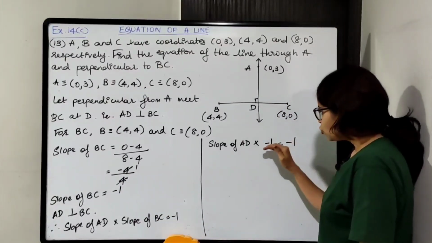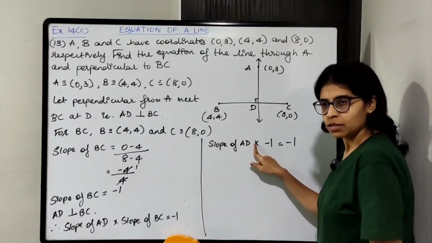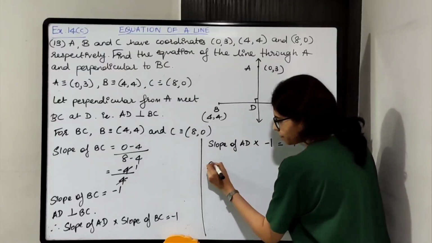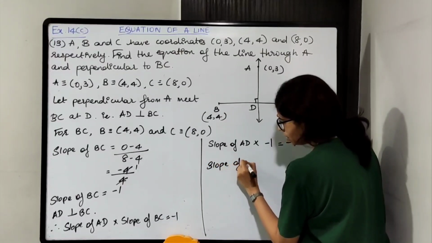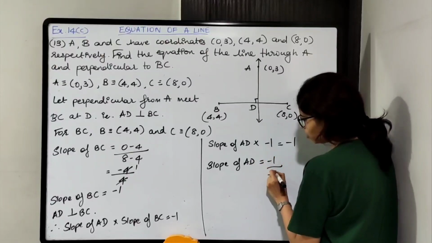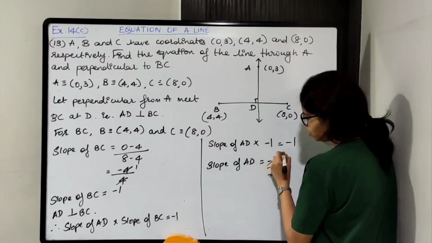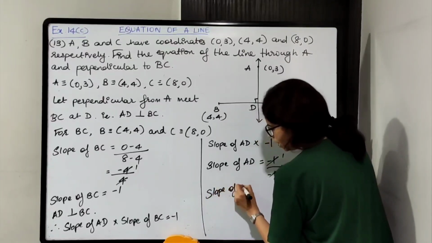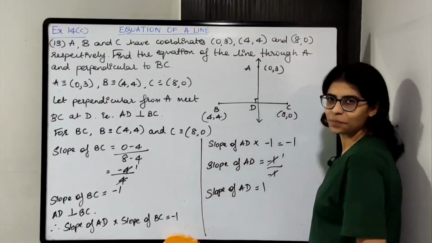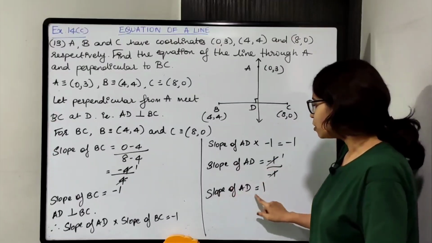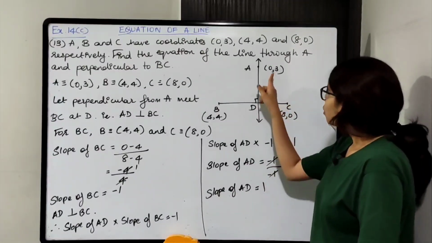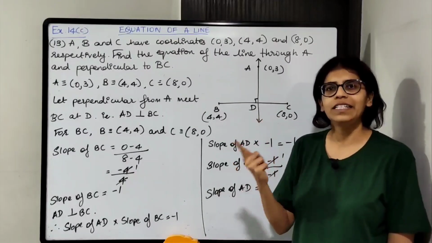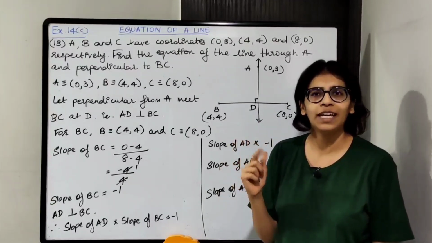Okay, shifting -1 over here into the denominator. So slope of AD is -1 upon -1, that is 1. Slope of AD is 1. We got the slope of AD. We have the coordinates of A. So using point slope form, I can easily find out the equation of AD.